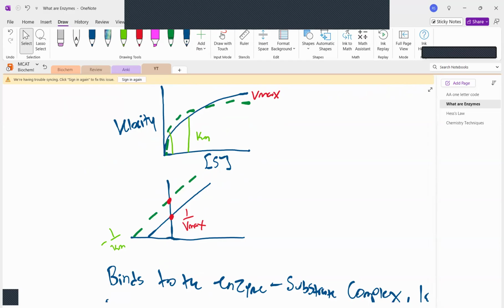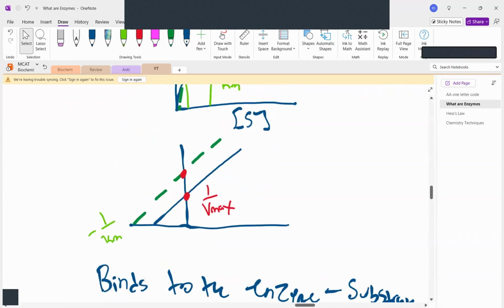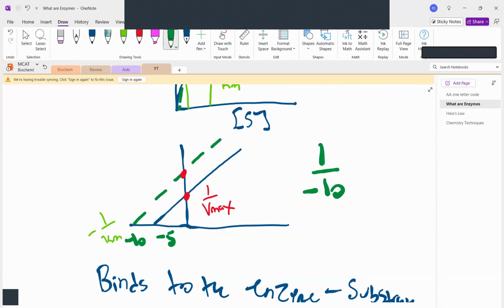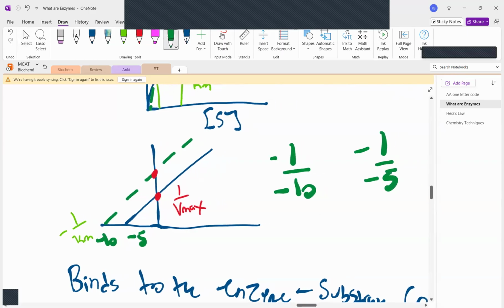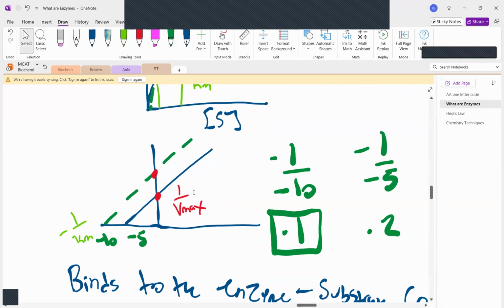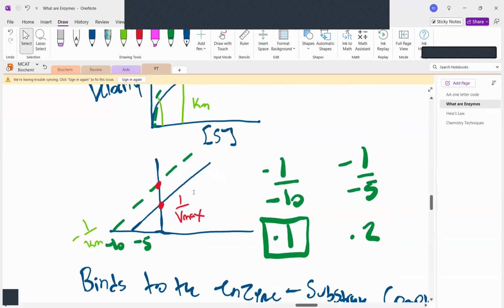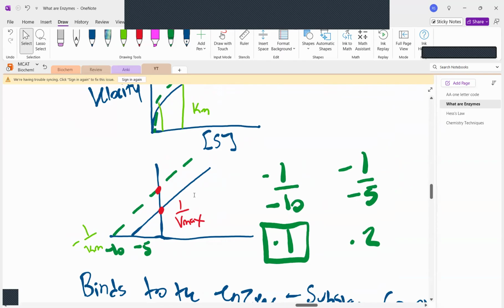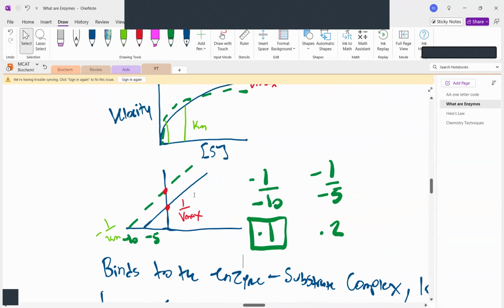Whereas here the negative 1 over Km, right? Since this is a higher number, like that negative 10, for example, versus negative 5. So if you do 1 over negative 10, and then 1 over negative 5, this is 0.1 versus that 0.2. This is more efficient, right? Since you need less of that enzyme substrate in order to reach half of the Vmax. So you need less of it in order to produce the same amount of product. And yeah, that's kind of it.